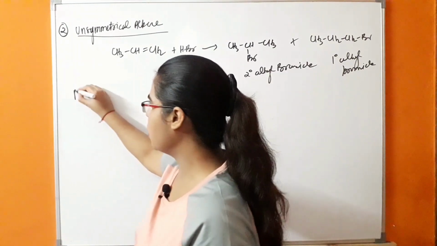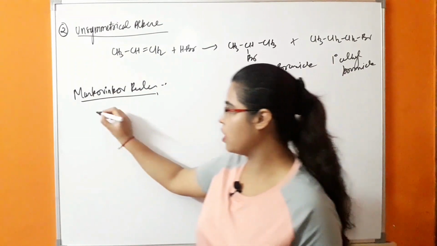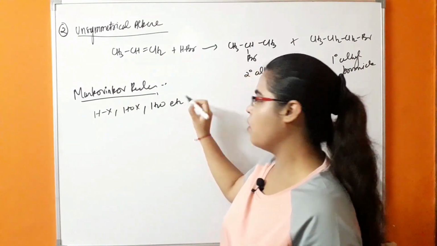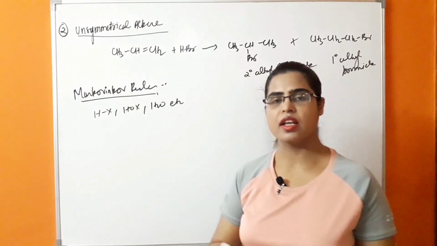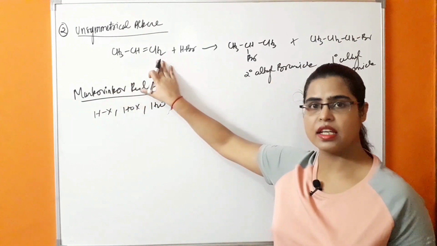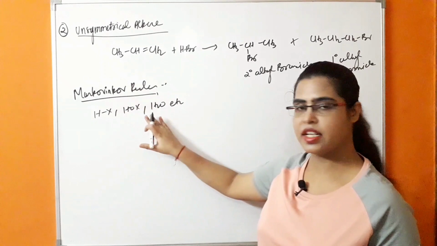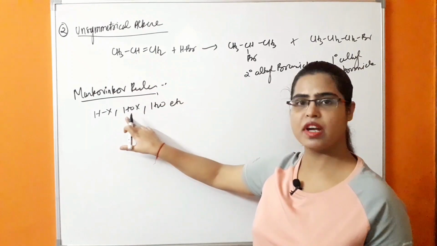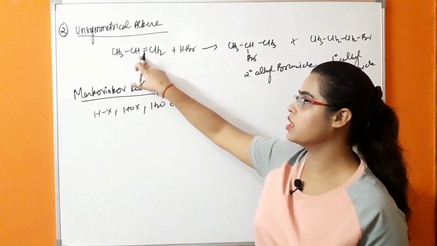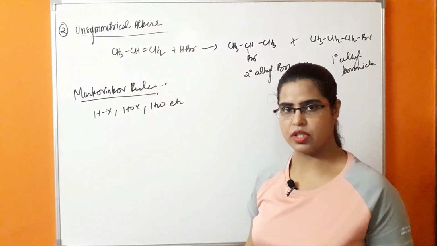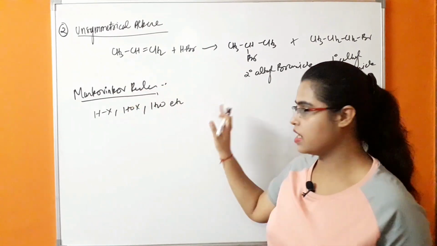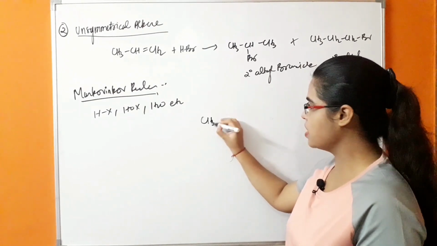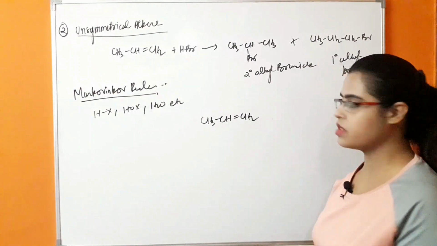According to the Markovnikov rule, when an unsymmetrical reagent, for example HX, HOX, H2O or some other unsymmetrical reagent, reacts with an unsymmetrical alkene, the negative part of this reagent will attack the carbon which has less hydrogen. It means the nucleophilic part of the reagent attacks the carbon having less hydrogen. According to the Markovnikov rule, the reaction takes place by carbocation formation. So take CH3CH=CH2.